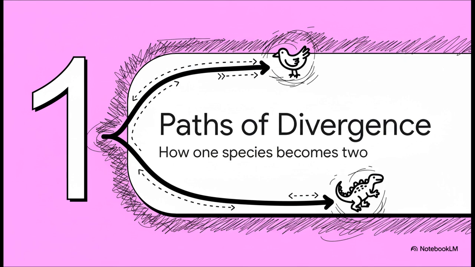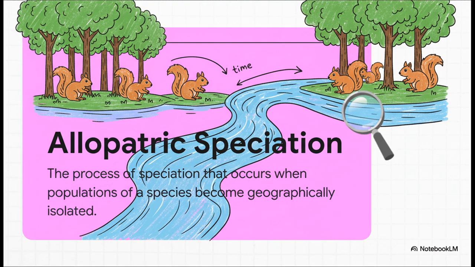Okay, so let's start at the very beginning. How does one species actually become two? Turns out there are really 2 main ways this can go down. First up, we've got something called allopatric speciation. This is what happens when a group gets physically, geographically split up.